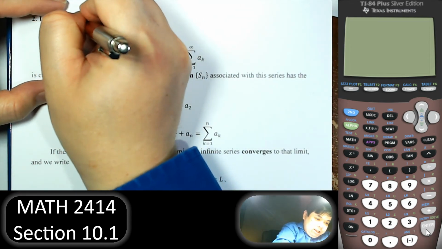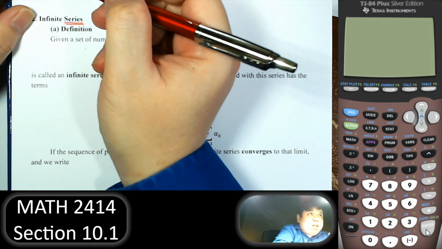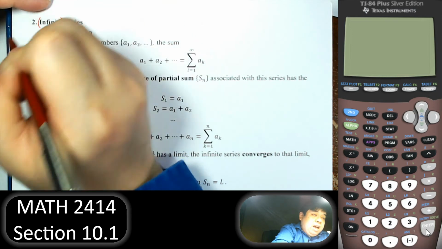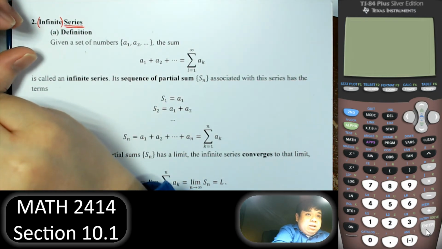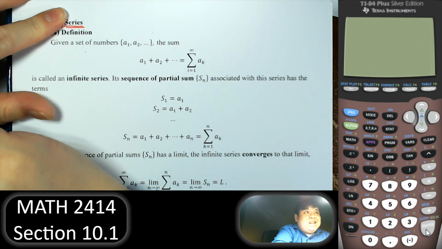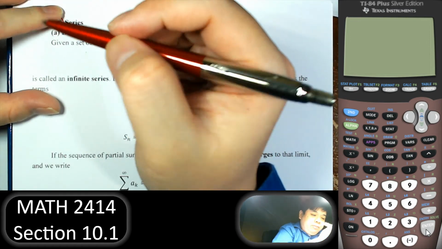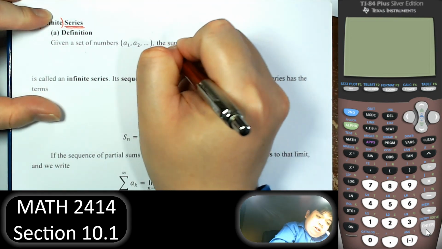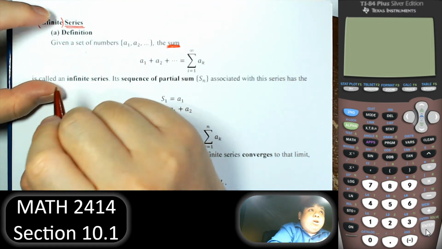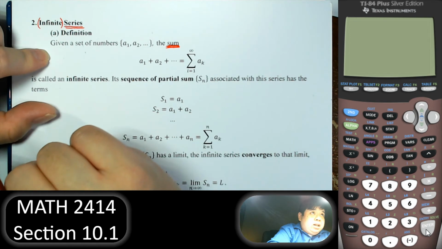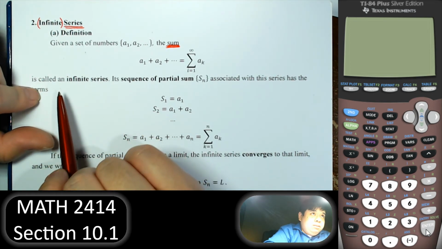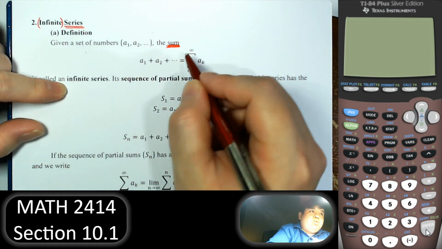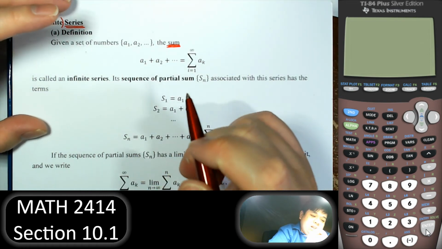In the series, by the way, when we talk about series without any reference, we refer to that as an infinite series. So when we just say series, we mean infinite series. Given a set of numbers and the sum, that's important. A series is a sum, and it's called an infinite series because it goes from 1 to infinity.